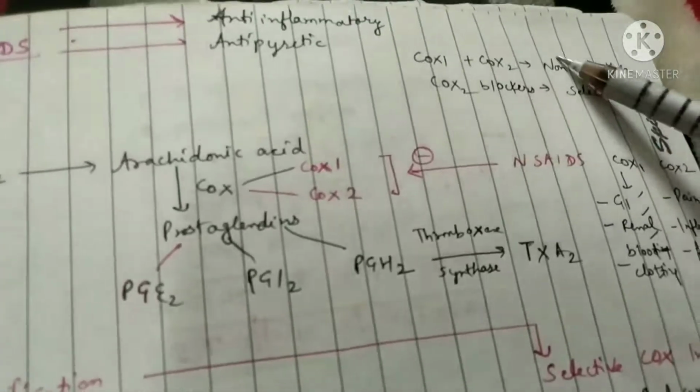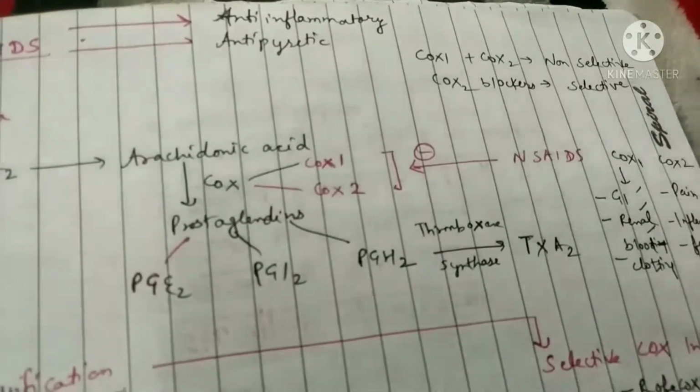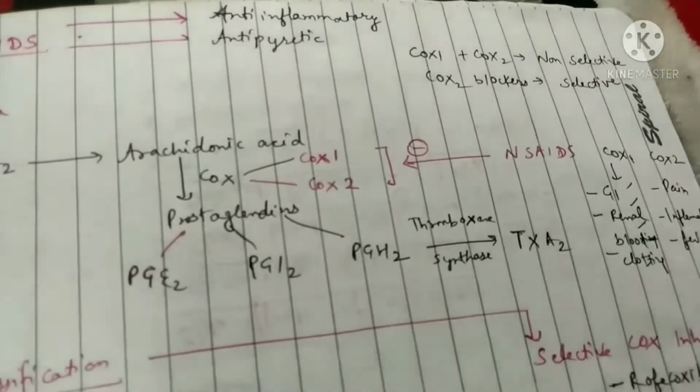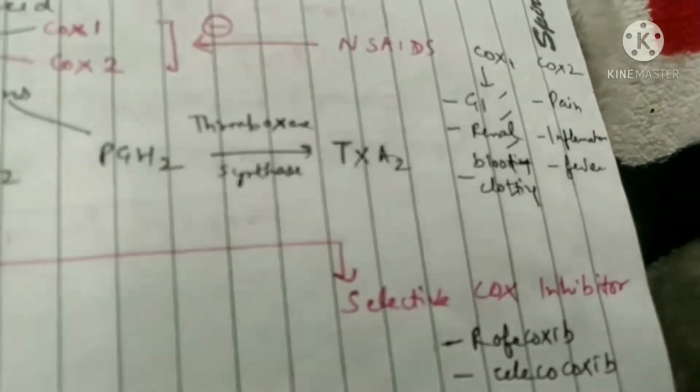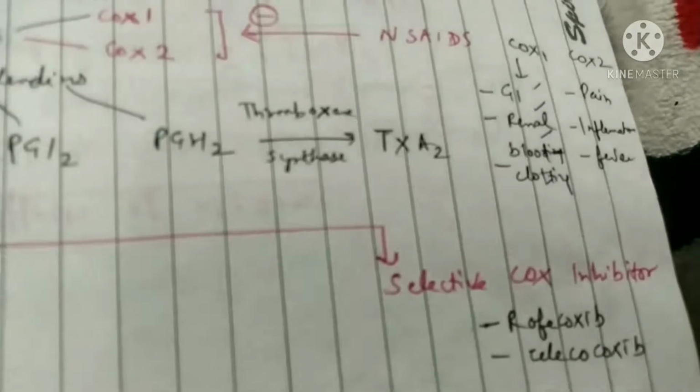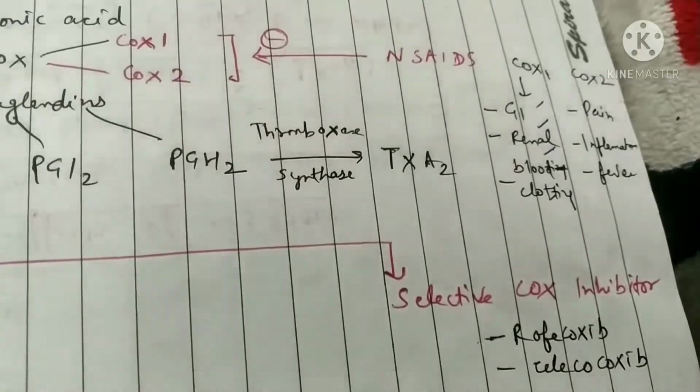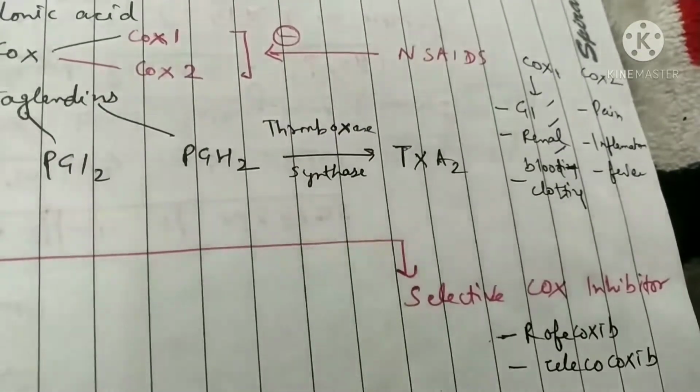Here, COX-1 and COX-2 are non-selective in nature, and those which are COX-2 blockers are selective. COX-1 mainly acts on the GI tract, renal function, and blood clotting, while COX-2 acts on pain, inflammation, and fever.